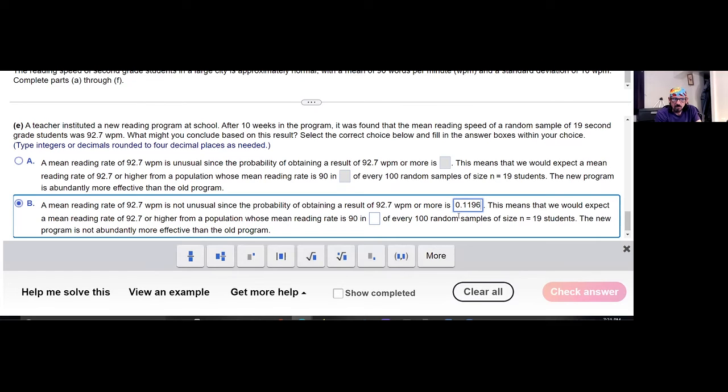Which means that if we did 100 simple random samples of the same size, 11.96, that would round to 12. Only 12 out of the 100 simple random samples of size n equals 19. And only that many would we get the mean reading rates of 92.7. So this is not abundantly more effective than the old program.